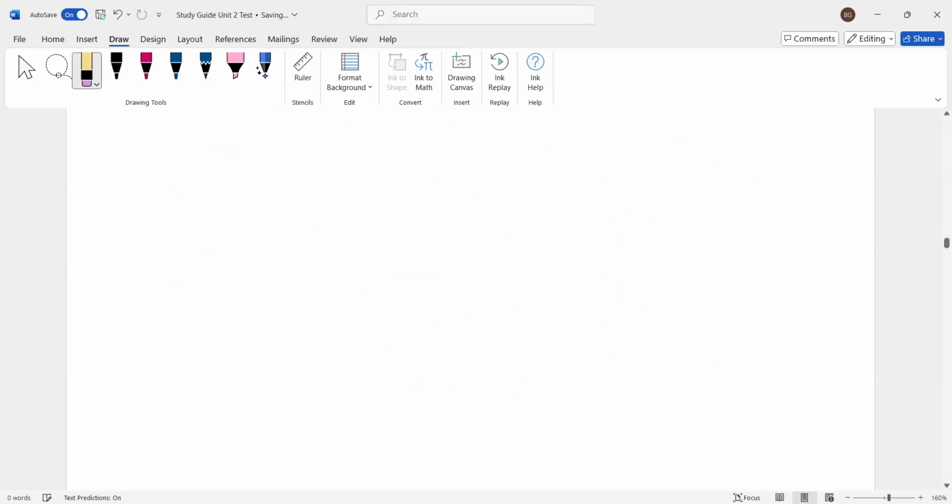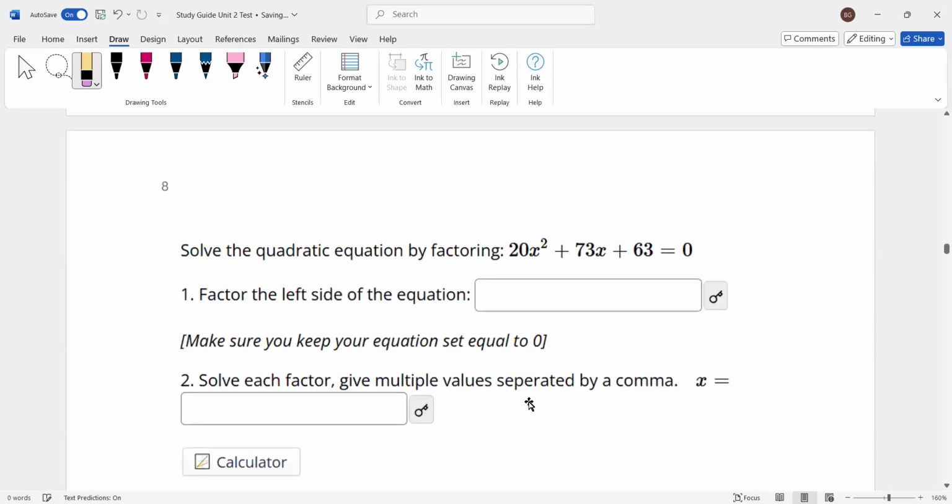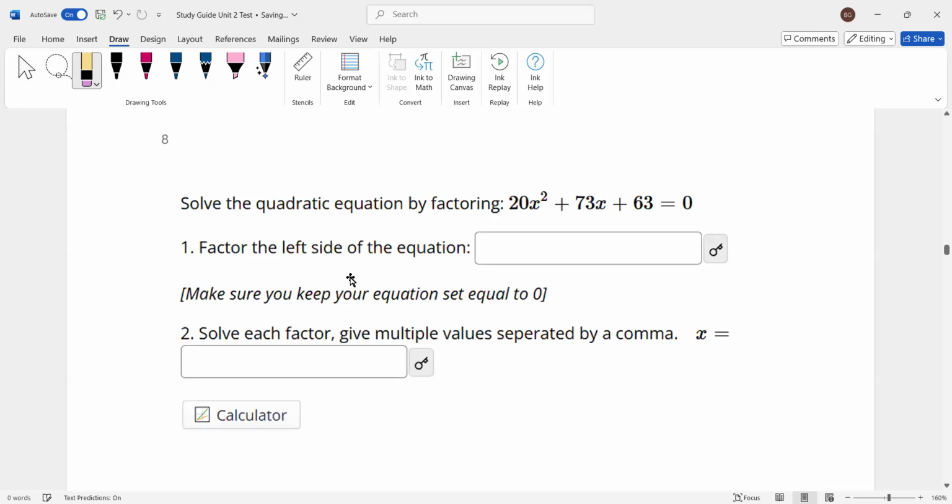All right, next, question number 8. This is about solving a quadratic equation as well. However, the design of the question is to see if you know how to solve a quadratic equation by the method of factoring. We need to solve this equation by factoring because the first part requires you to factor the left side of the equation. So you cannot avoid that.